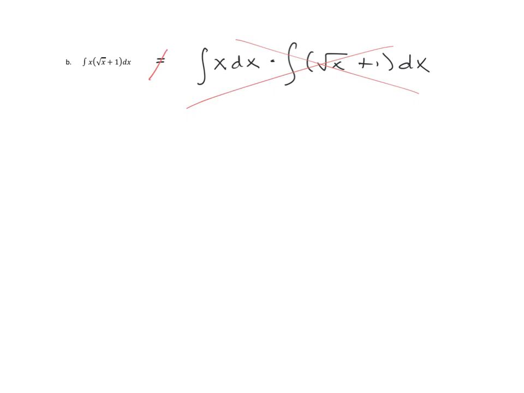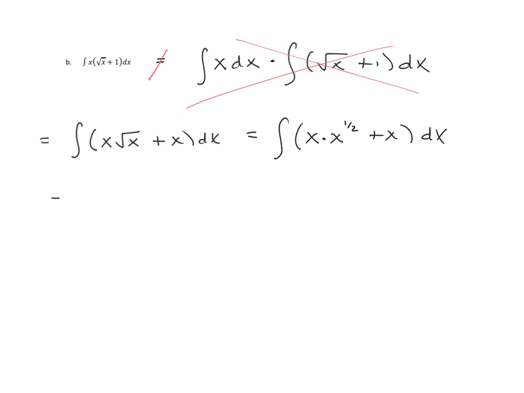But what you can do is take this x and distribute it into the parentheses. So we're changing the problem so it looks like this: the integral of x times the square root of x plus x. And furthermore, I'm going to rewrite x times the square root of x as x times x to the 1/2. I'm doing that because we can rewrite x times x to the 1/2 as x to the 3/2 if you add the two exponents together. You add the 1 and the 1/2, and 1.5 is 3/2.